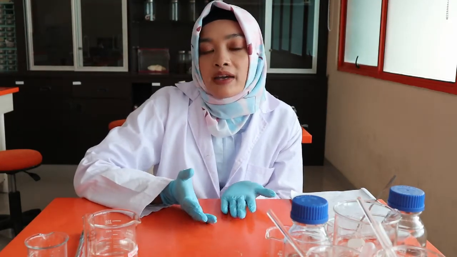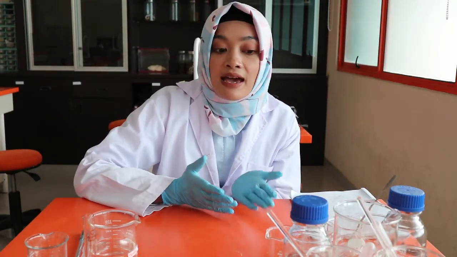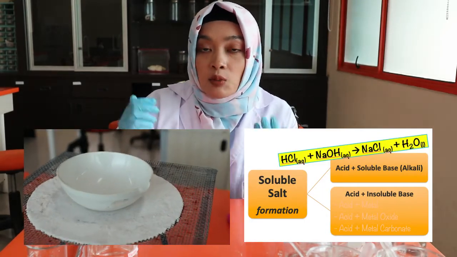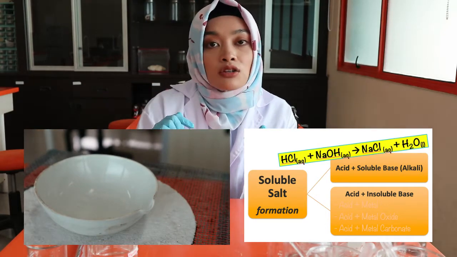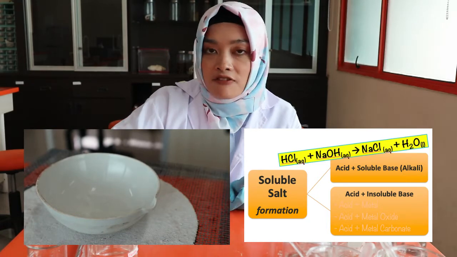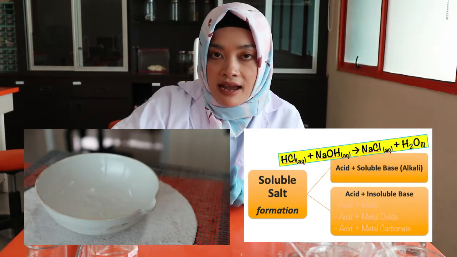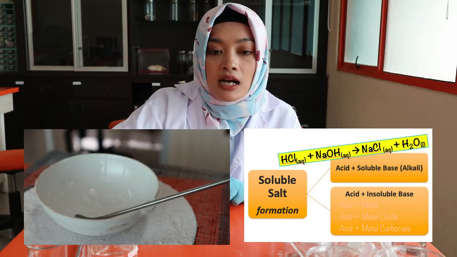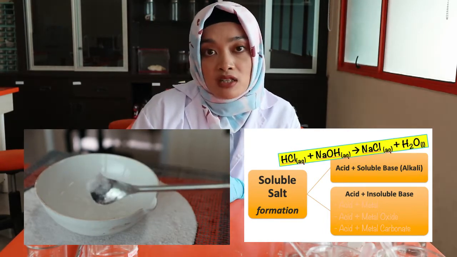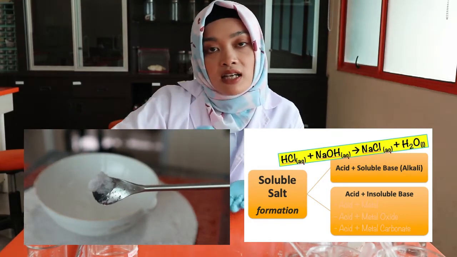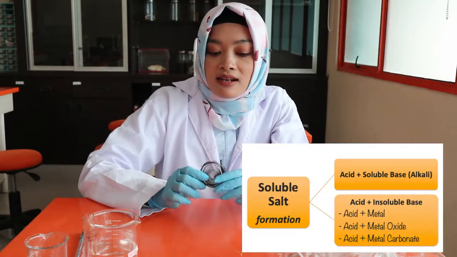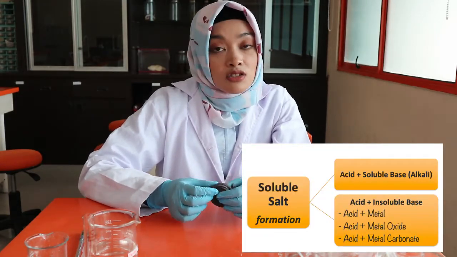I think the simplest way to make soluble salt is by reacting acid with an alkali. We do it so often, and I will put the link to my previous video in the description box so you can easily see it. In that video, I react acid with an alkali and then I evaporate the product mixture after with a Bunsen burner, and at the end we can isolate the crystal of sodium chloride. Okay, the other way to make soluble salt is by reacting acid with insoluble base.